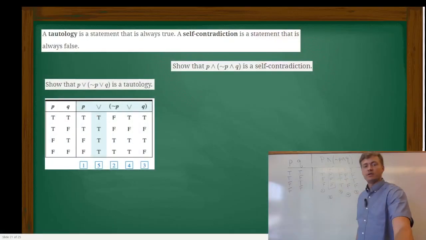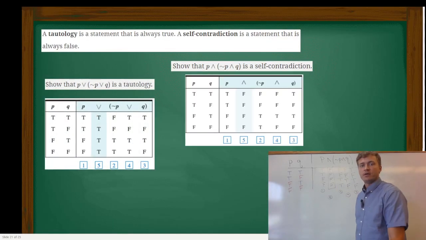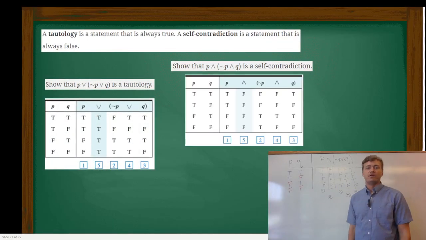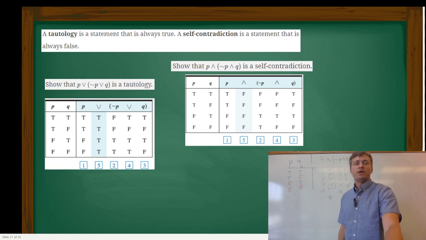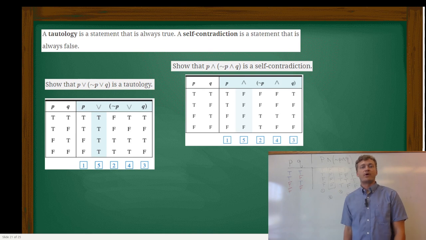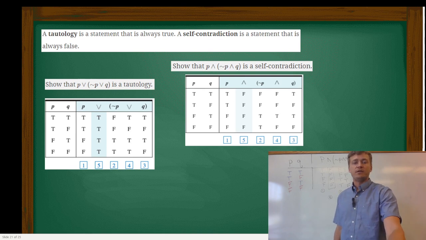Go back to the PowerPoint slide here and pull that up. And again, we see our fifth column consists of only false values. So a self-contradiction is on the right. A tautology is on the left.